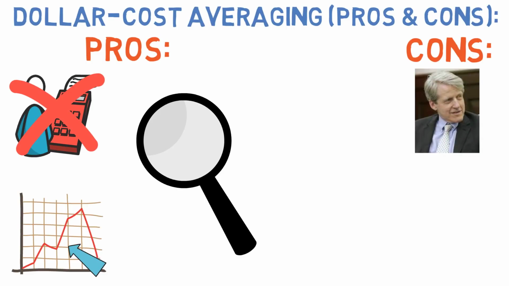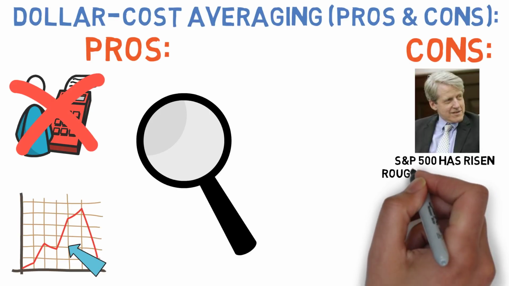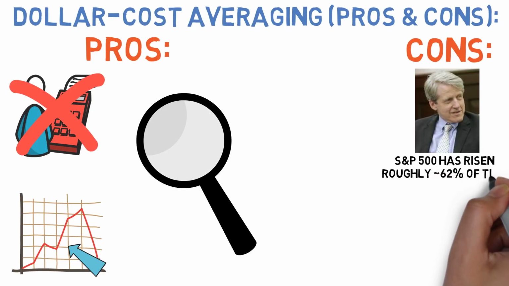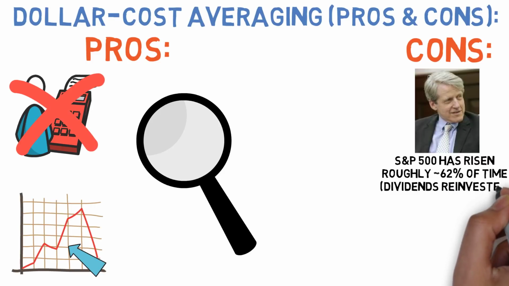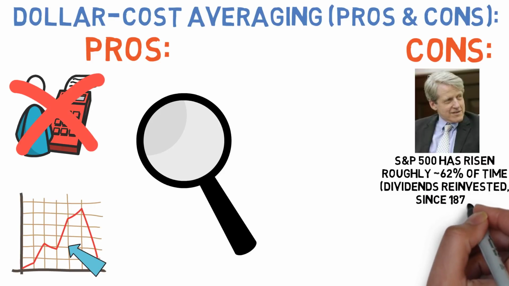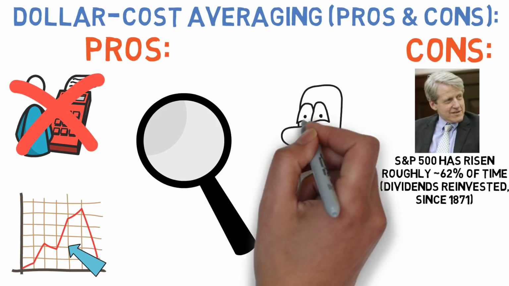Assuming your investments are well diversified, historically speaking, they'll go up more often than they won't. In fact, according to Robert Shiller's data, even the S&P 500, as volatile as it can be, has risen in roughly 62% of the months since 1871, assuming dividends were reinvested. That's not an overwhelming majority of the time, but it is a majority of the time.